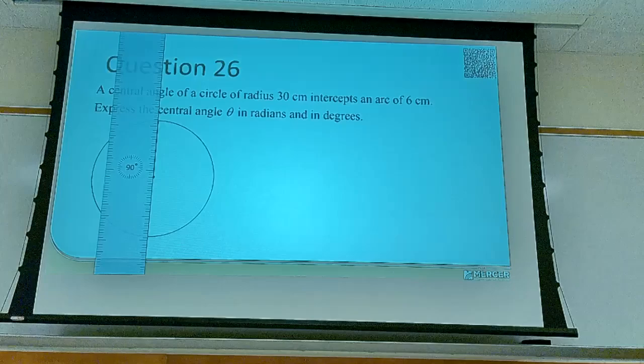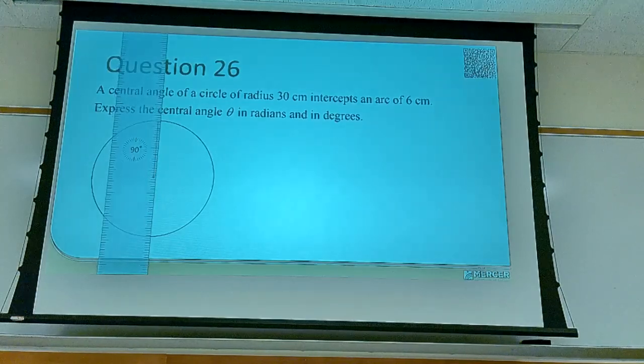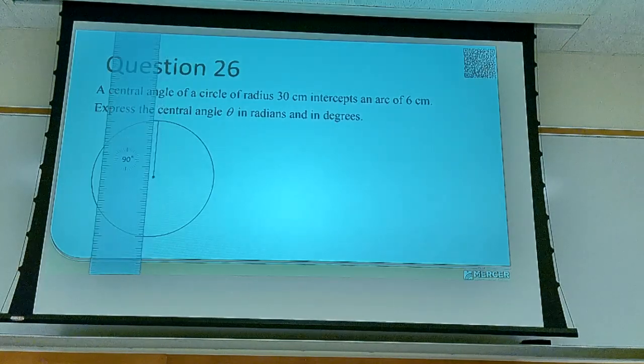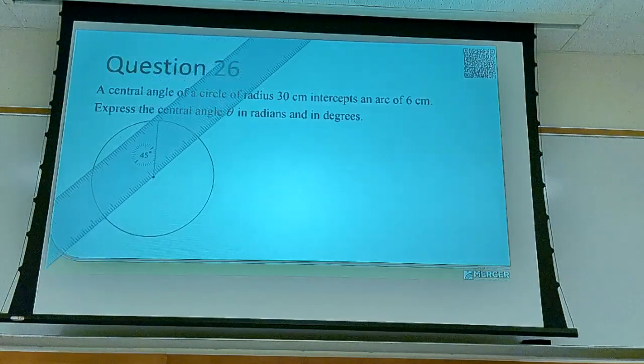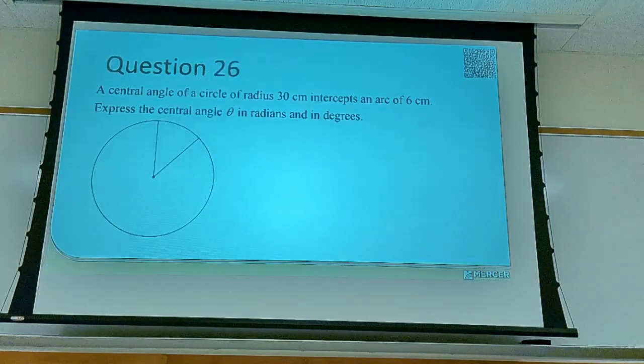That's 30, and we need to find theta. How I draw my next angle doesn't matter. We know that the radius is 30 centimeters. We know that this length here is 6 centimeters. That is what we want to find.